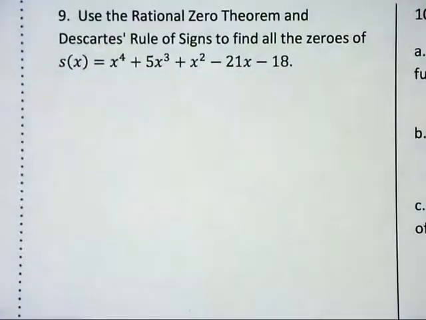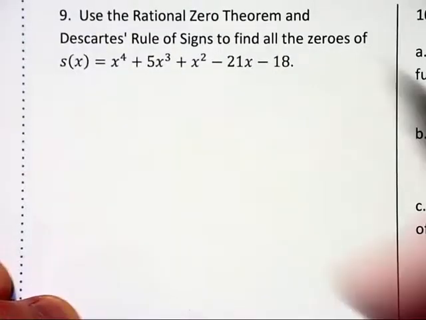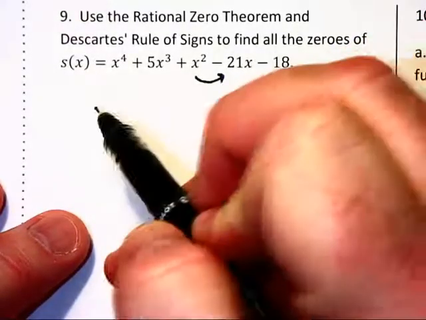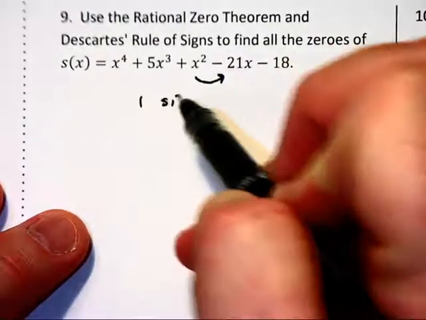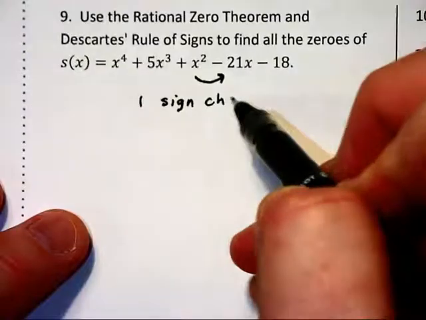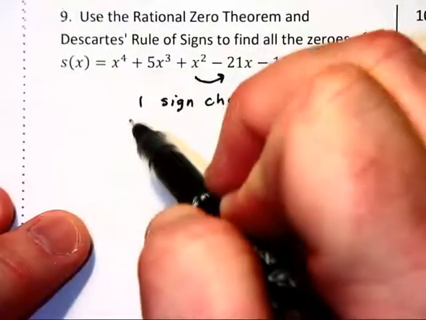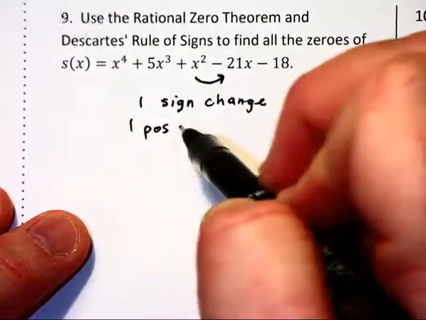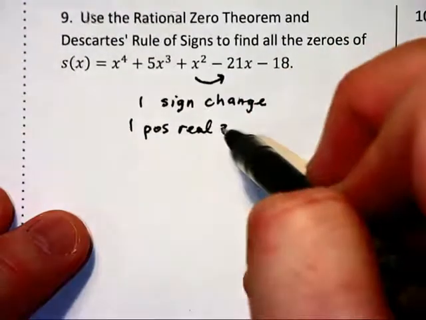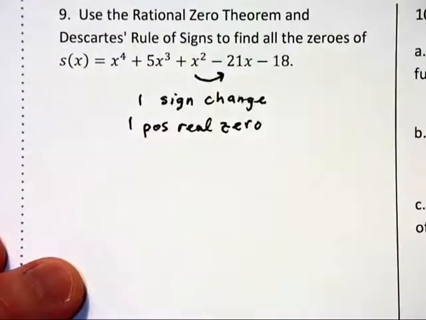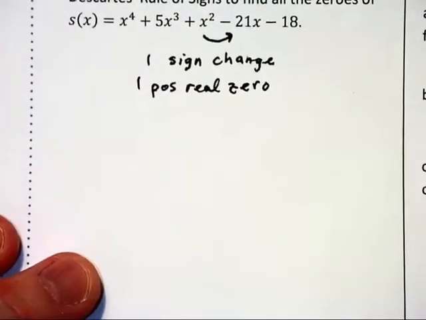Use Descartes' rule of signs and the rational zero theorem, everything we can, to find all the zeros. Now I'm looking at this and I see one sign change. One sign change basically tells me there is one positive real zero, so I might as well start looking for that one positive real zero. Now let's finish off Descartes' rule of signs.